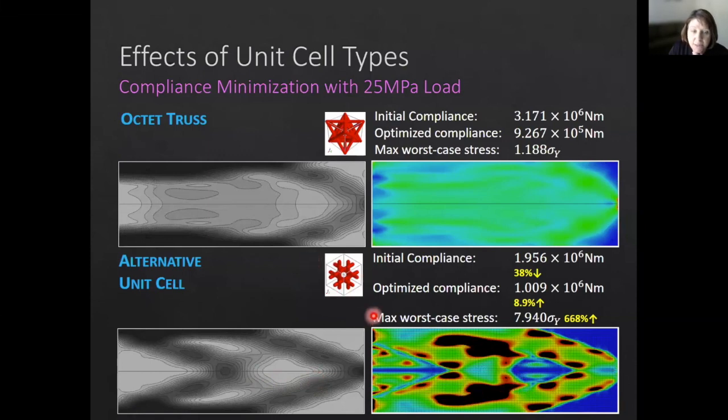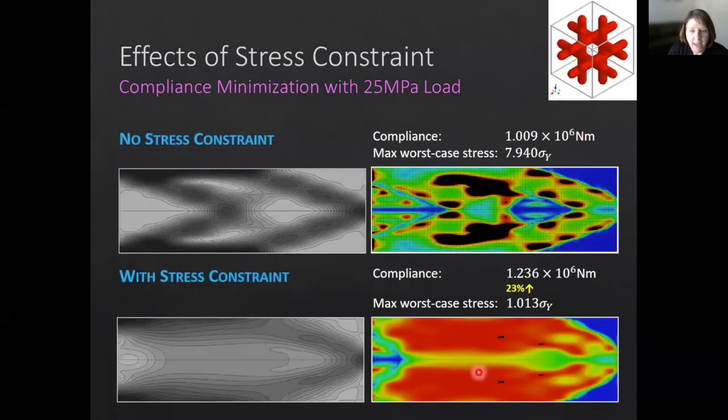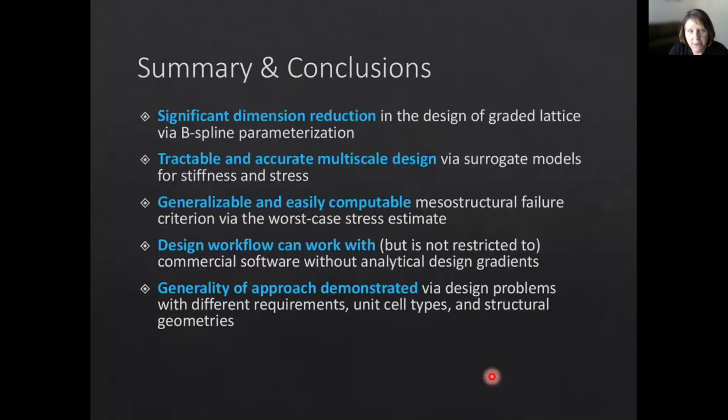You can see that this particular unit cell, unsurprisingly, has much higher stress levels because of the bending nature of this load. And so we can implement our stress constraints again to reduce the stress and change the material distributions. We have a sacrifice in compliance here. The compliance is not quite as good, but the stress is much better.